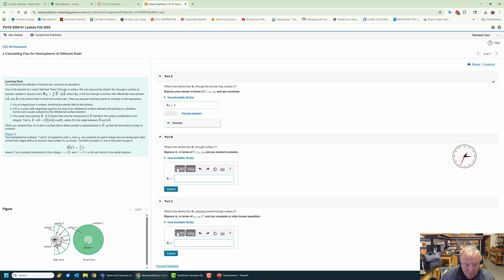So we got two hemispheres. That just means half balls. And this is sort of the side view, like a cut through it. And then if I rotated it, I would see this ball here, and then surface 3 is flat. And then we can't see surface 2 in this picture.